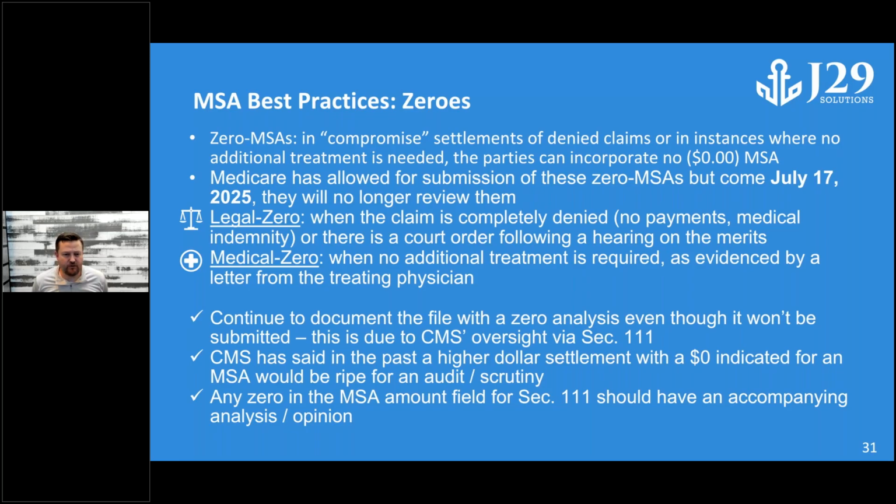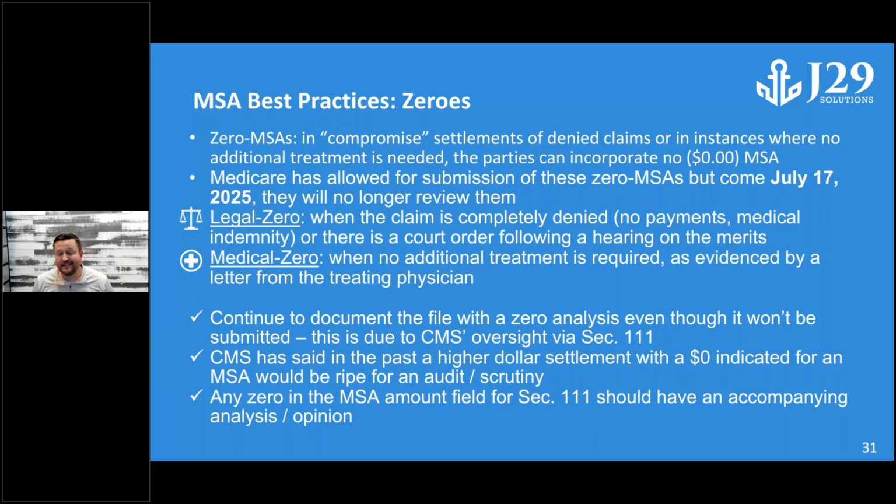Usually it's on a legal basis, and we refer to those as legal zeros. And there also could be a medical zero too. That usually occurs when treatment is totally ceased and a treating physician has indicated by written correspondence signed by the treating doc that, hey, this person's never going to need any Medicare covered medicals associated with their industrial injury. So legal zero, medical zero.